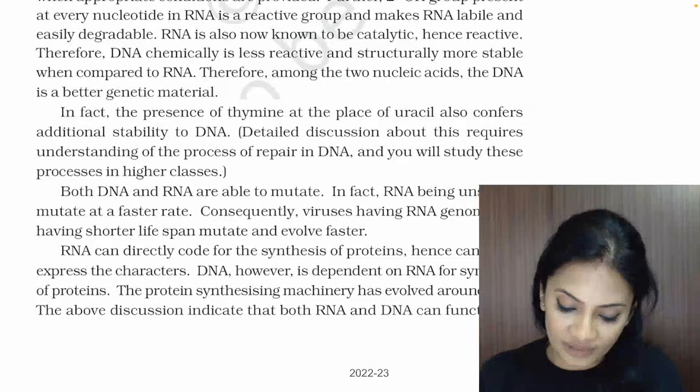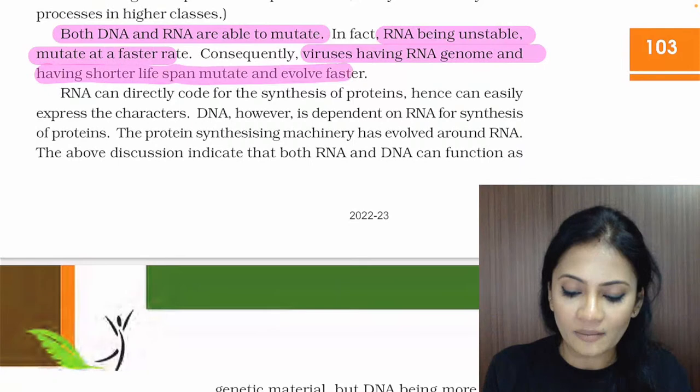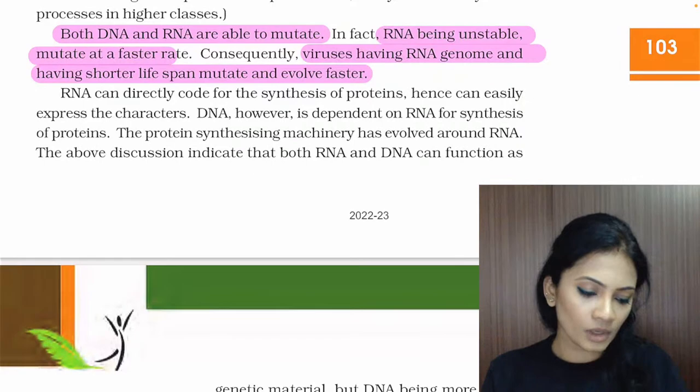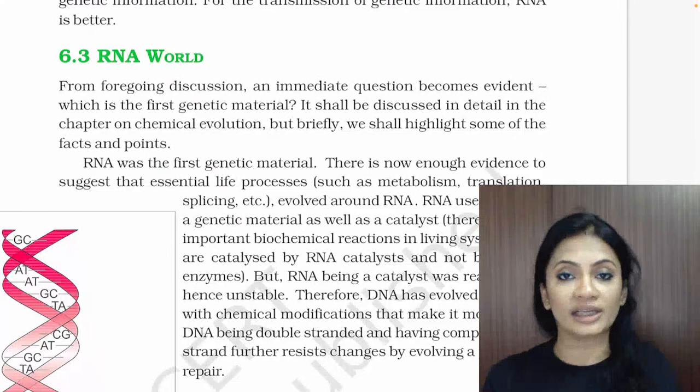Alright, then we see here, both DNA and RNA are able to mutate. RNA being unstable, mutates faster. So viruses have RNA and they have a shorter lifespan. They mutate faster, they evolve faster. Fine? So you have the different criteria for DNA and RNA as being the genetic information of any organism. Fine?